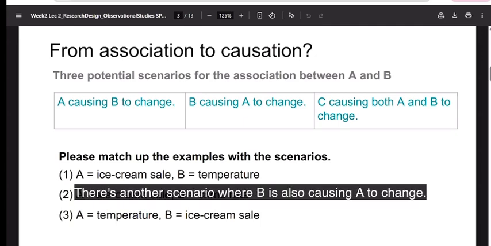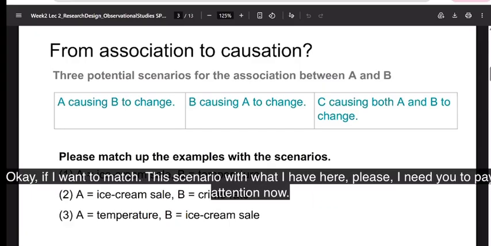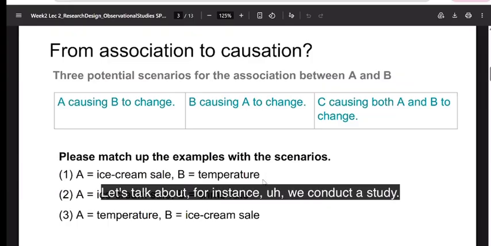There's another scenario where B is also causing A to change. And we have another scenario where there's a particular hidden variable that is causing A and B to change. Okay, if I want to match this scenario with what I have here, I need you to pay attention now. Let's talk about, for instance, we conduct a study.